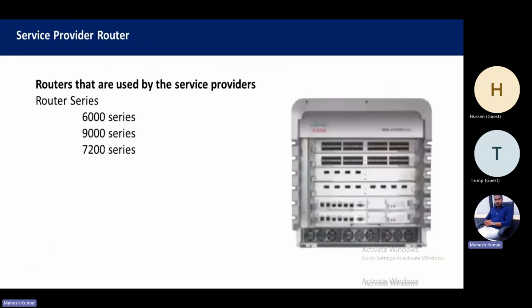There are 6000 series, 9000 series, and 7200 series available for the ISP. Look, these are the kind of routers you'll get to see. There are multiple cooling fans and multiple power cords, because they should run 24 by 7, right?